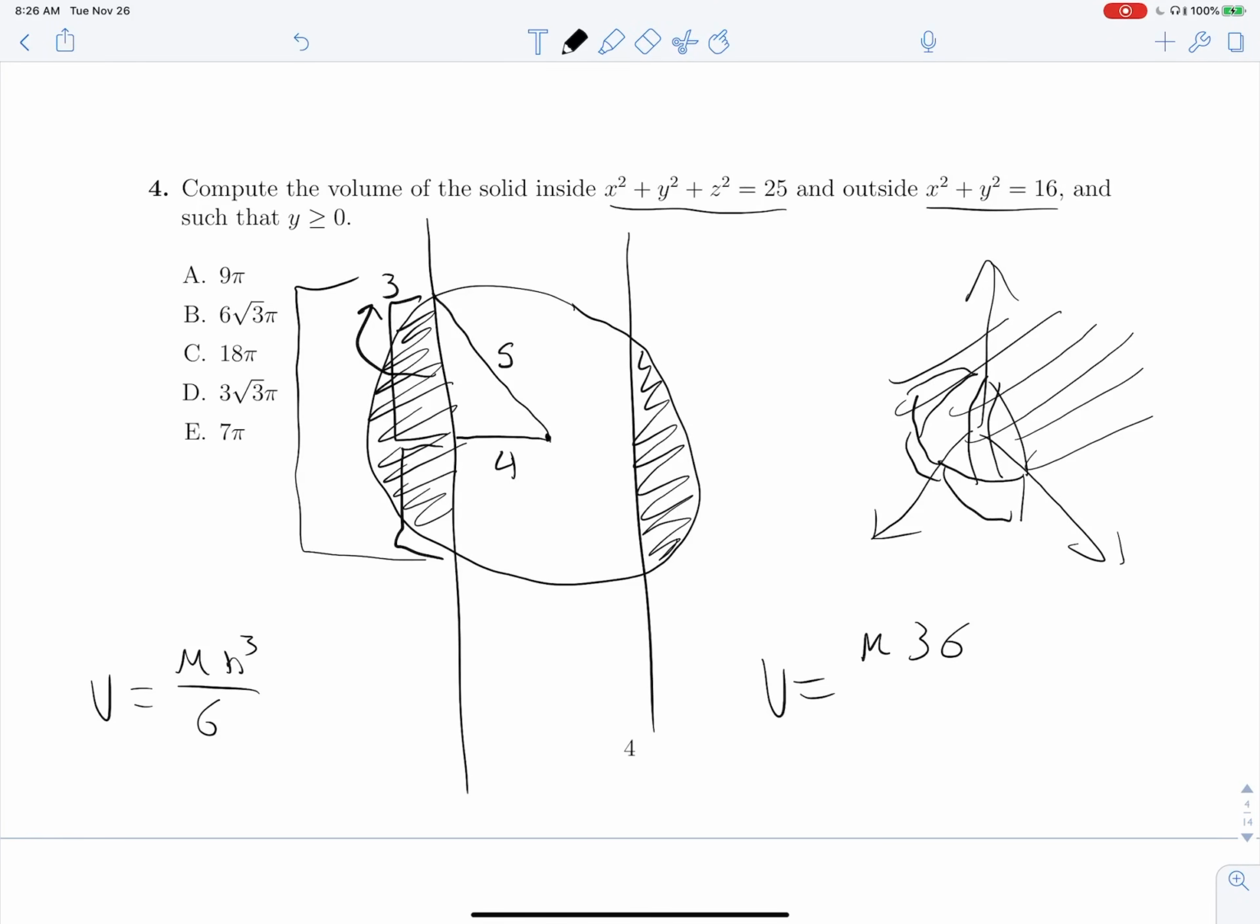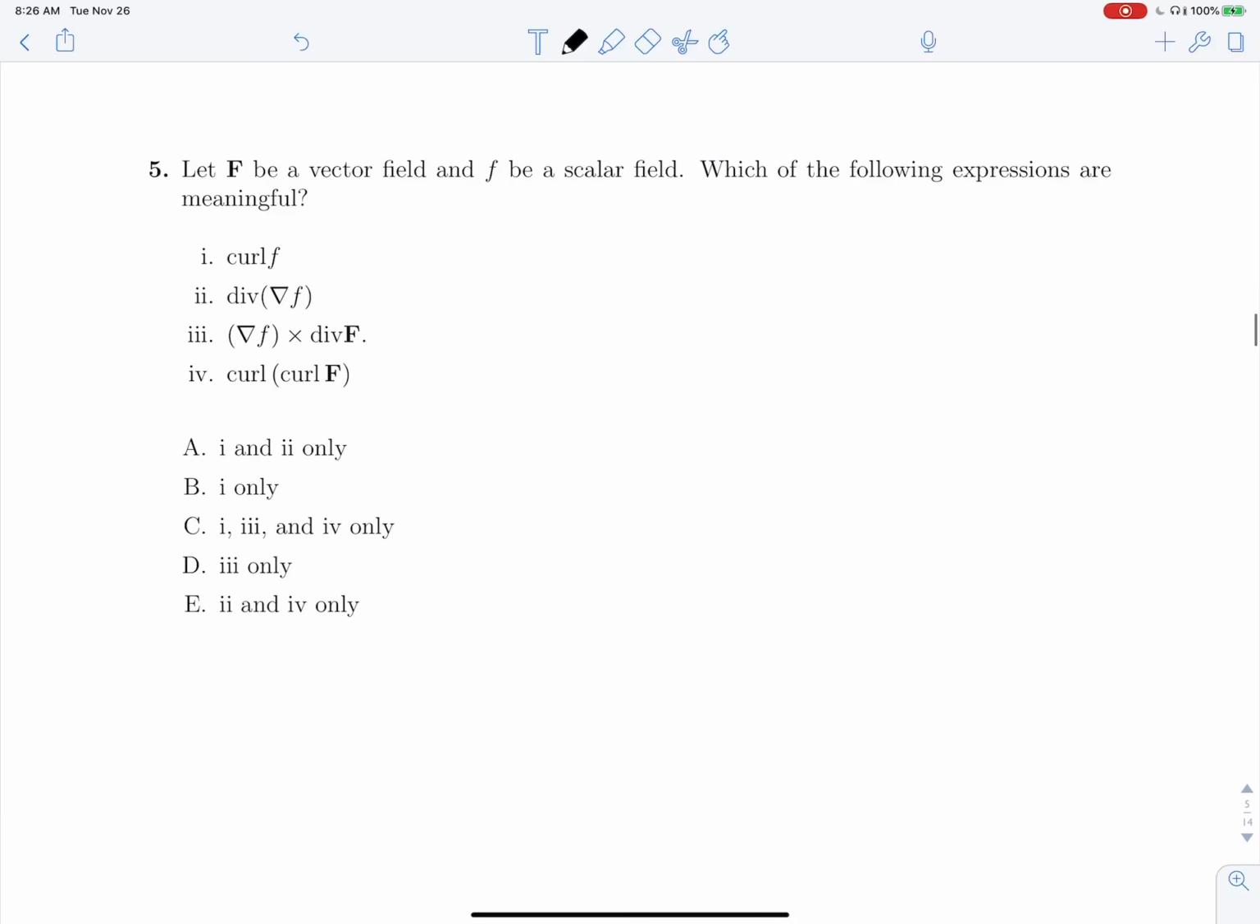That said, if they had us integrate anything in the integrand for this question, if we were integrating like the double integral over S of z dS over this region, then we would have a bigger problem on our hands, and we can't do this kind of shortcut.